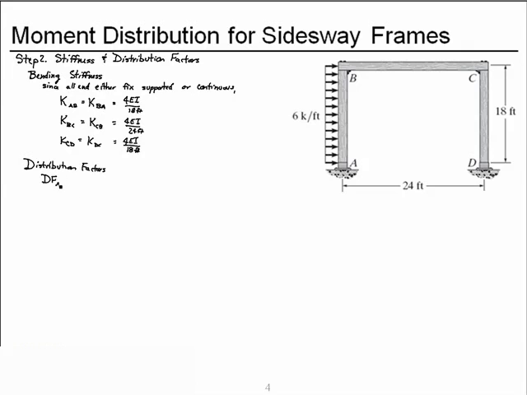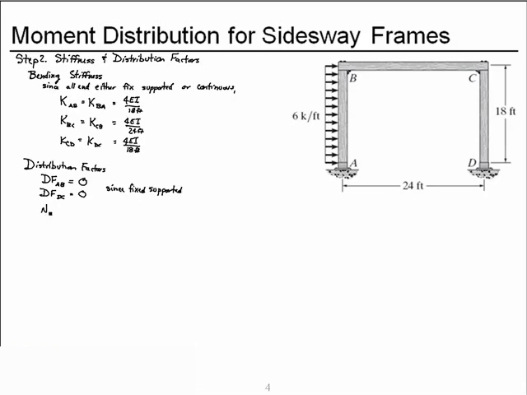Distribution factor for AB is 0 because it is fixed supported. So when we release node A, all unbalanced moment goes into the support, into the foundation. None of it comes back into member AB. Likewise, at D, in member DC, we have the same. And these are all since they're fixed supported.